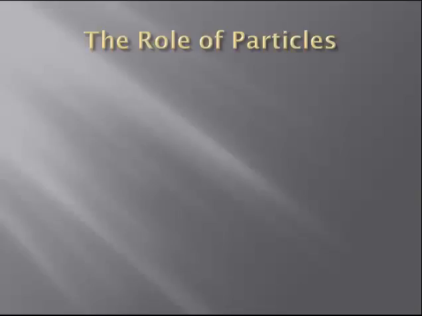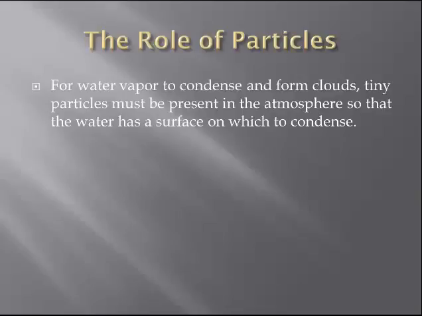The role of particles. In order for water vapor to condense and form a cloud, there must be tiny particles of dirt or other materials floating around in the atmosphere. Those materials must be there so that water can actually have a surface to cling to or attach to. As more molecules attach to that surface, the droplet gets larger and larger.